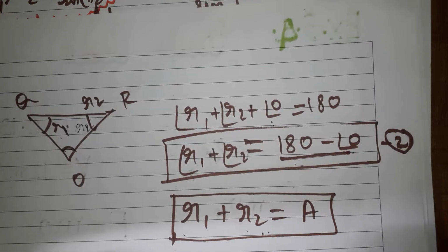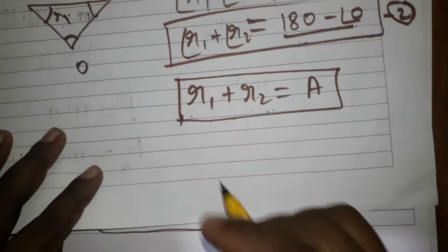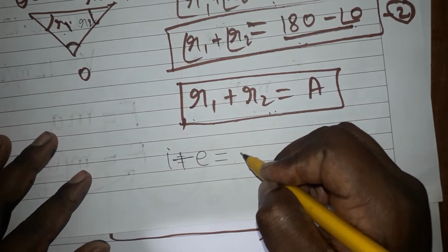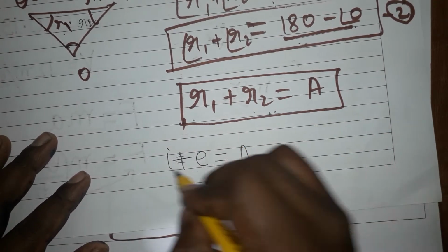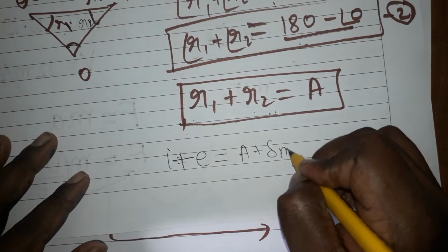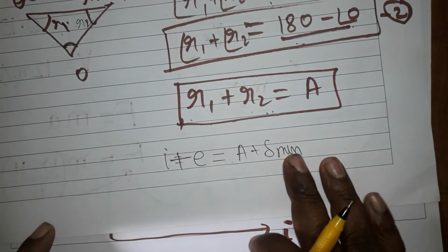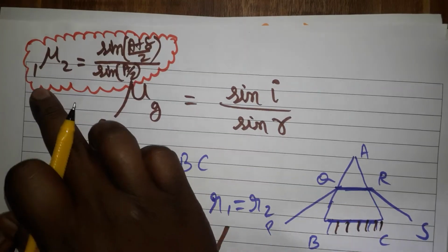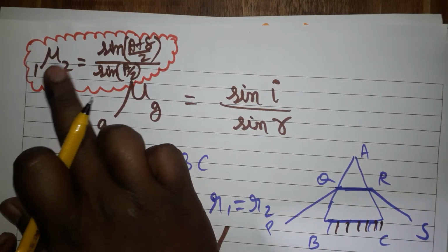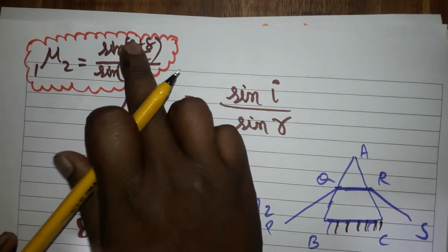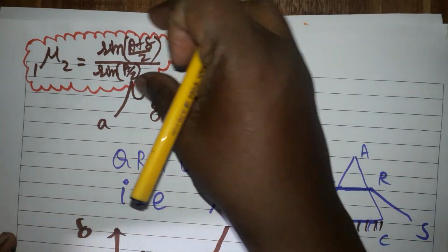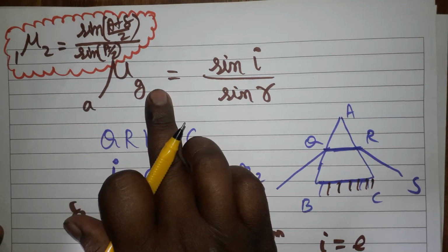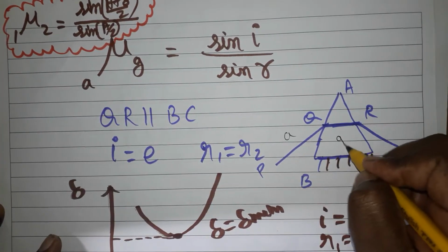Now we have proved the basic prism formula: I plus E is equal to A plus deviation. This is the basic formula we learned. Next, the refractive index formula from the prism: mu, the refractive index from the first medium to the second medium, is sin of (A plus deviation) divided by 2, divided by sin of A divided by 2. This is the equation we are going to prove. First of all, I am taking air to glass only. The first medium is air, the second medium is glass.